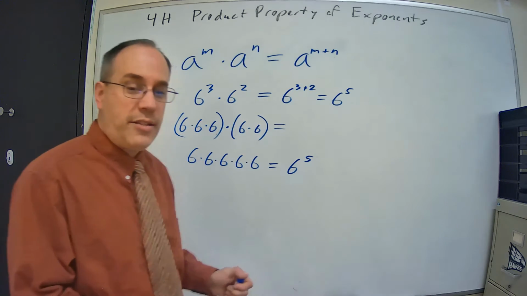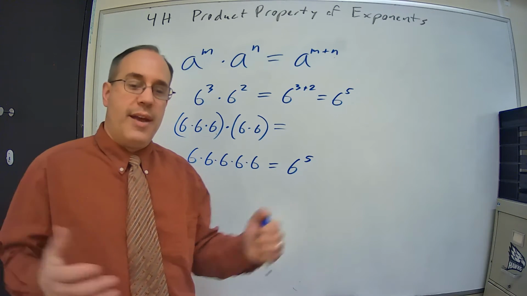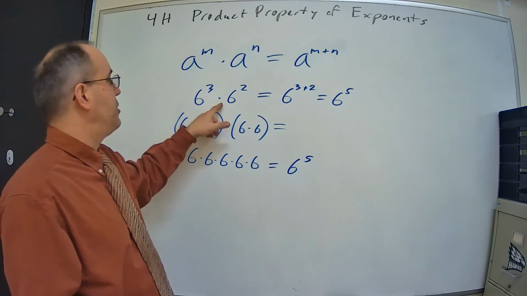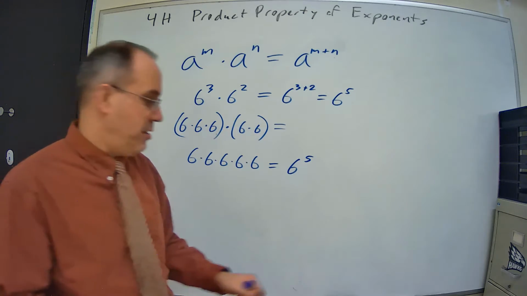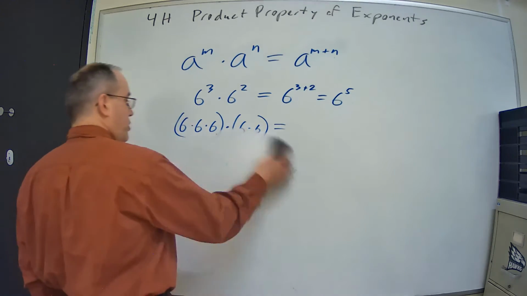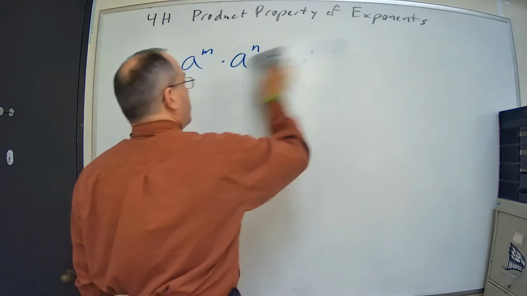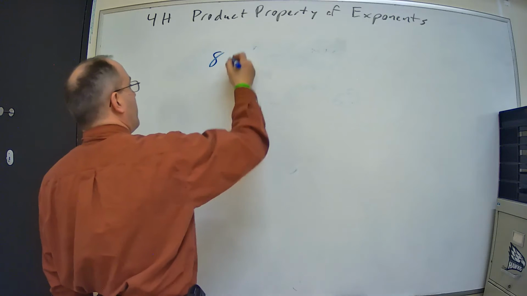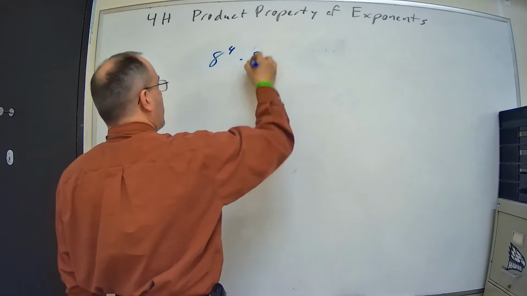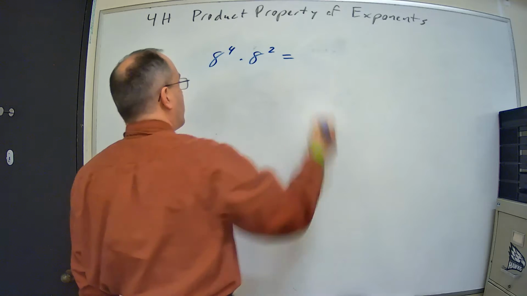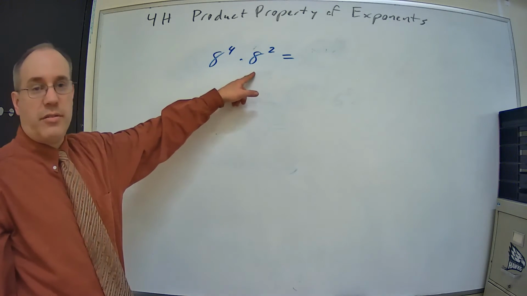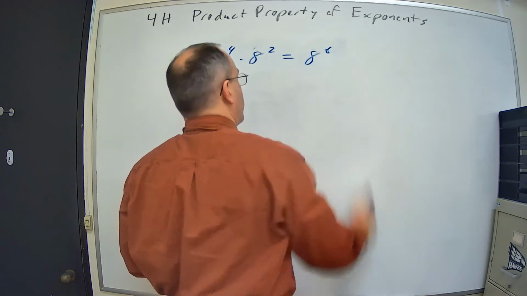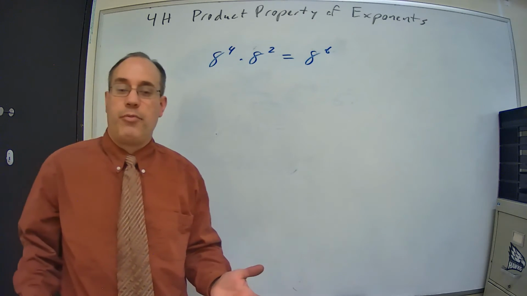So let's write some things with a single base, with just one number, kind of like what we did here. 6 cubed times 6 squared is equal to 6 to the 5th. So now using this, we should be able to write these relatively simply. 8 to the 4th times 8 squared. Same base. 4 plus 2 is 6, so we have 8 to the 6. It's that simple.